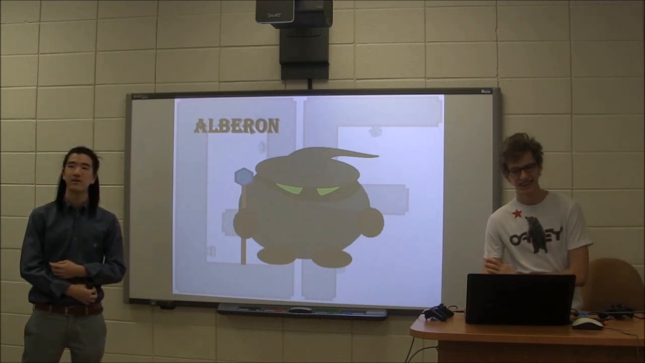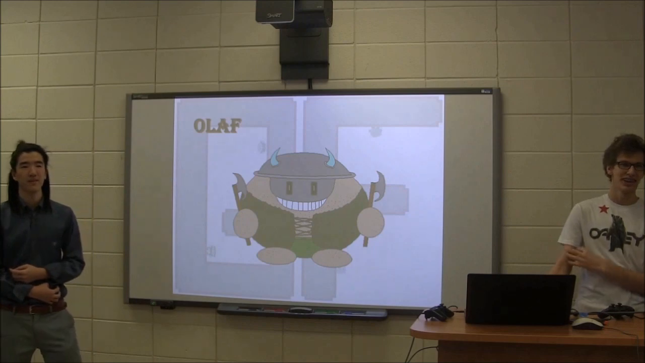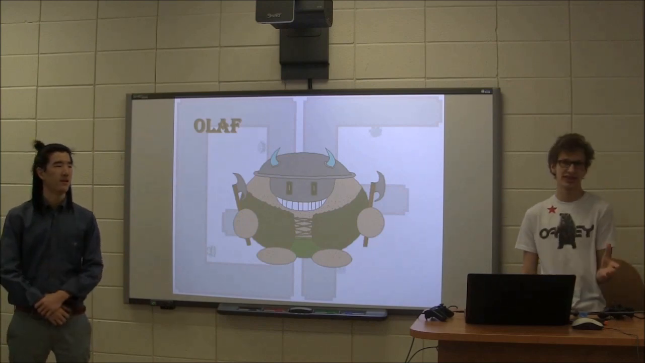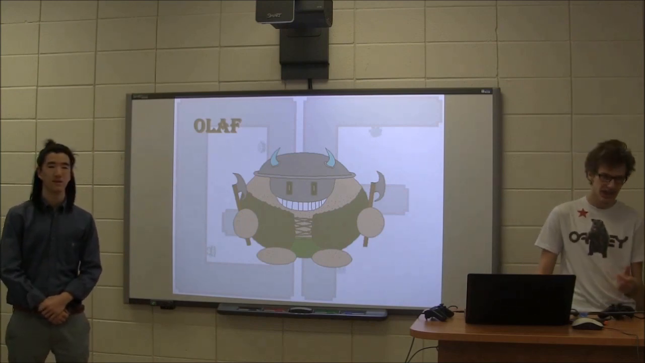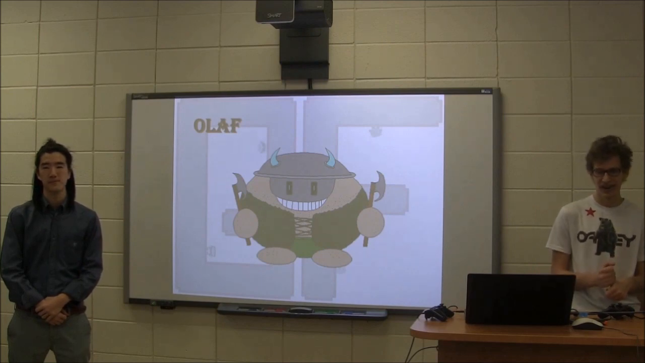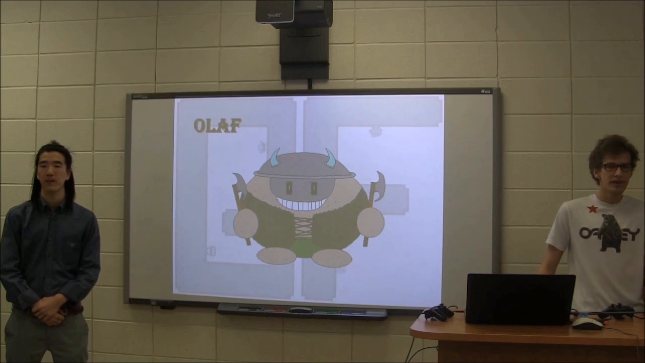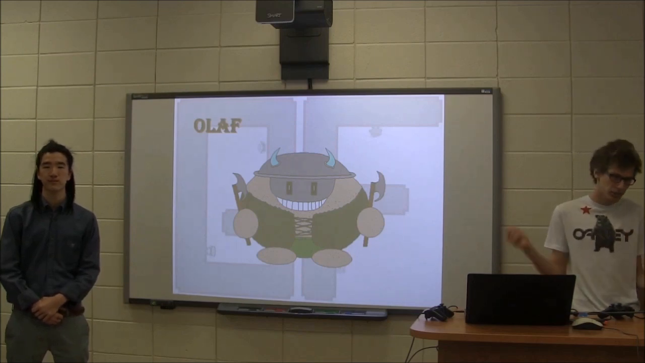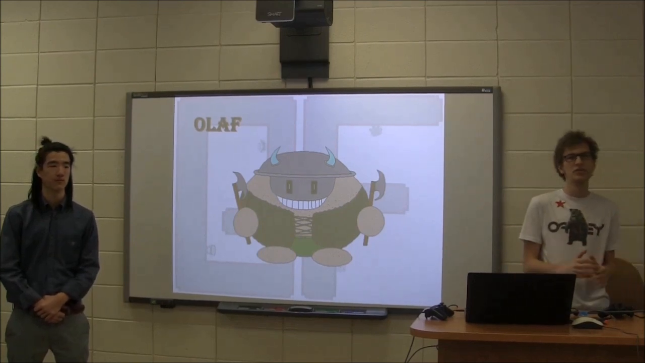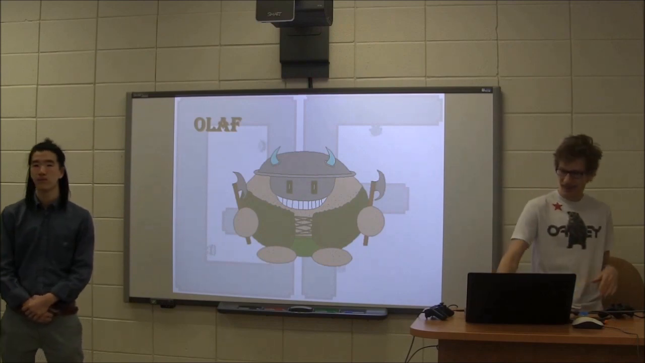The next character is Olaf. He is a barbarian. He is much bigger than everyone else, which is a disadvantage because he is much easier to hit, but he has more health than everyone else. Therefore, he can take much more hits. His special power is basically that he hits much stronger when he is closer. His melee attacks deal much more damage than everyone else.